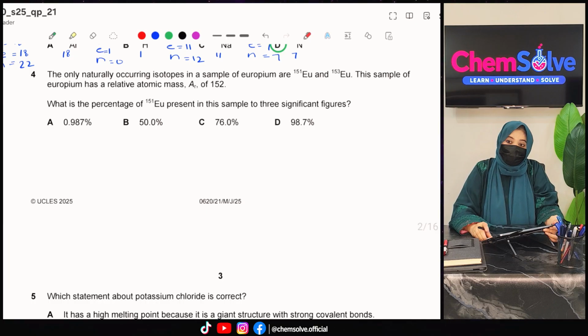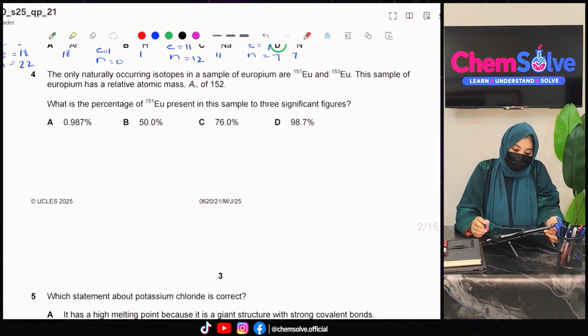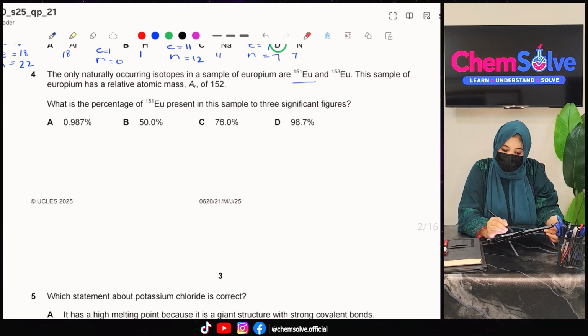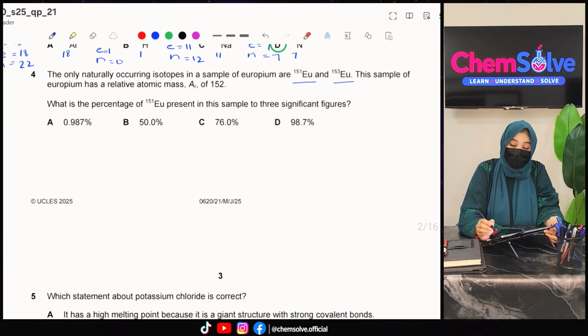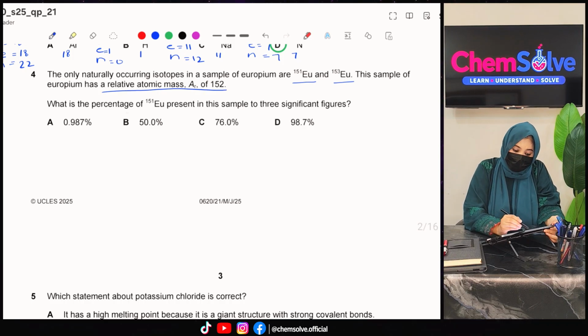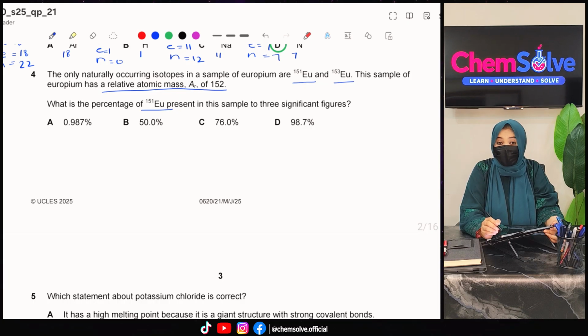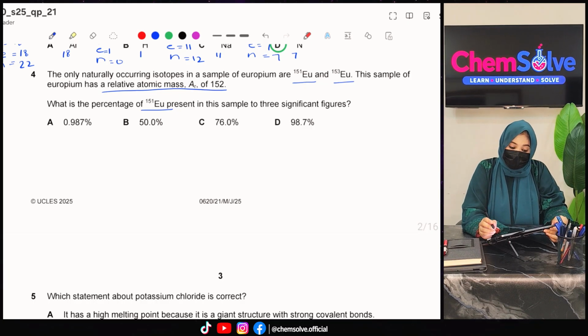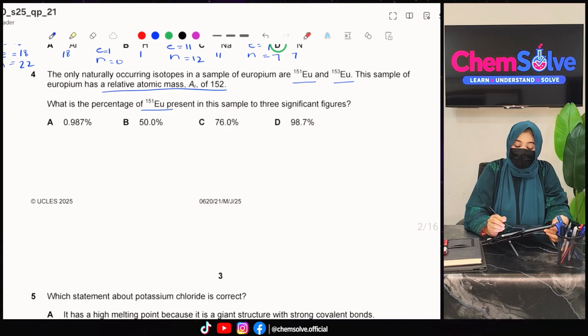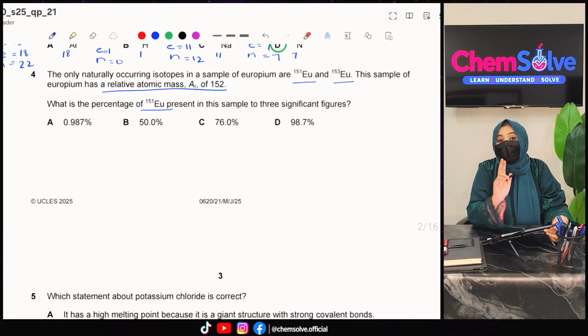For question number 4, the only naturally occurring isotopes in the sample of europium are EU-151 and EU-153. These are their masses, and the relative atomic mass is 152. What is the percentage of 151 EU present in the sample to 3 significant figures? For that we have to use a formula, but first let's understand it has only 2 naturally occurring isotopes, so the total abundance would be 100%.